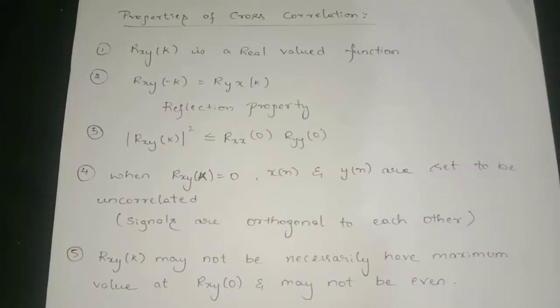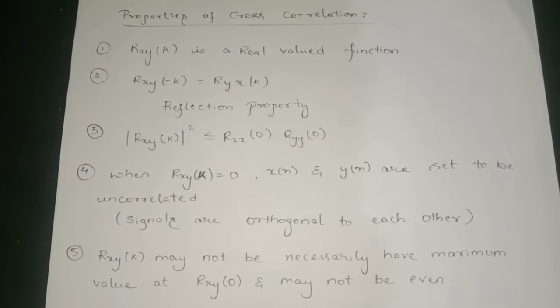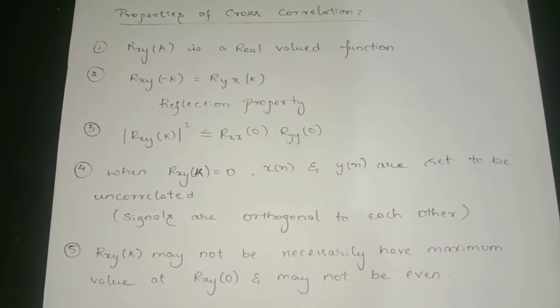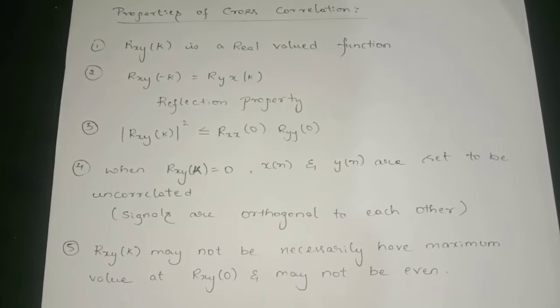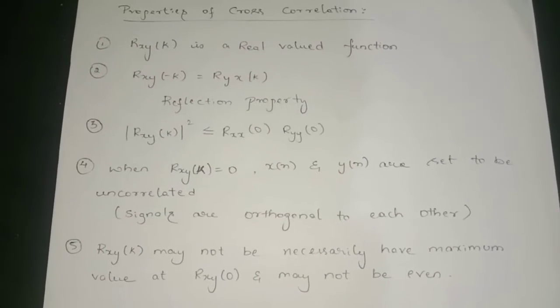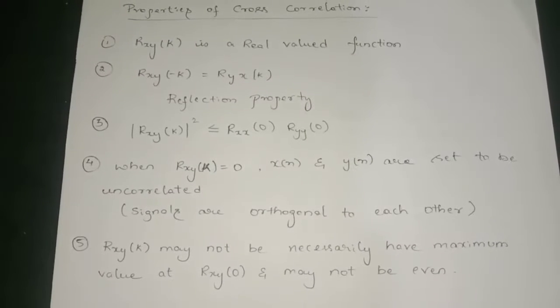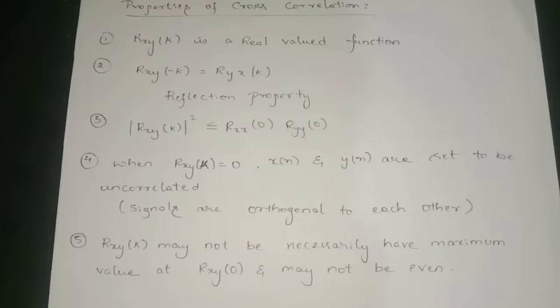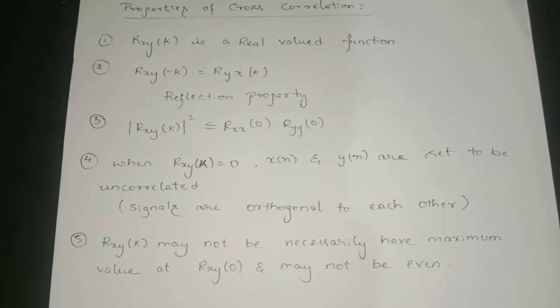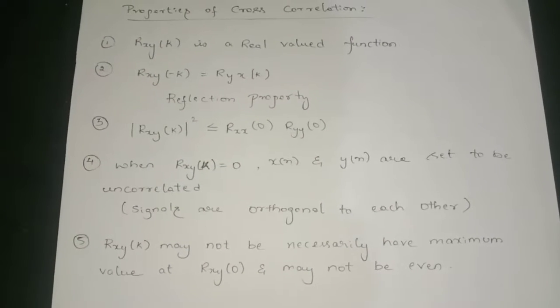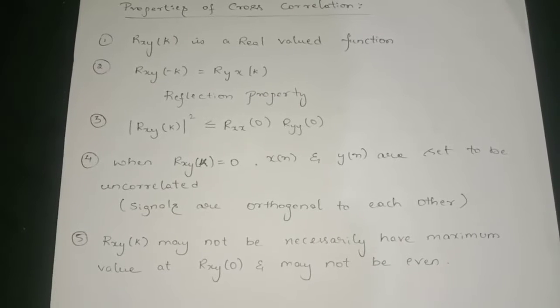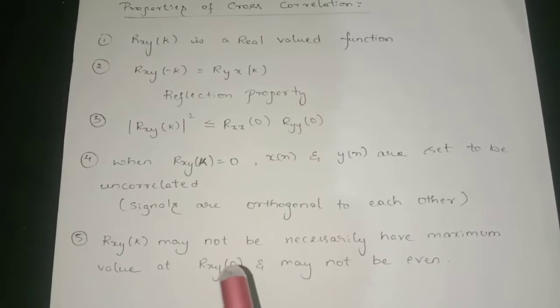Hello all. In this video, let me tell you about the properties of cross correlation. So, Rxy of k is a real valued function. It means the cross correlation always yields a real valued function and it does not give any imaginary functions. Then the second property is the reflection property. Rxy of minus k will be equal to Ryx of k, and we shall prove that in a calculation method.